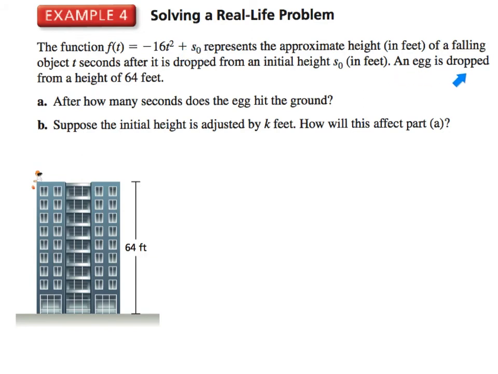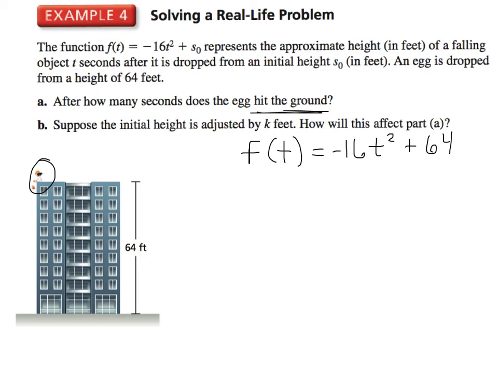It says an egg is dropped from a height of 64 feet. Here's the person right here dropping an egg. That means I'm going to have the function f of t equals negative 16t squared plus 64 because we are 64 feet above the ground. After how many seconds does the egg hit the ground? Well, I want to find t, but when the egg hits the ground, what's the height?